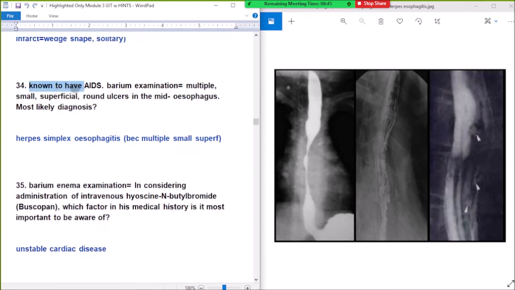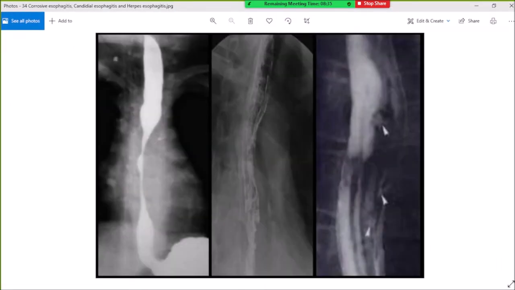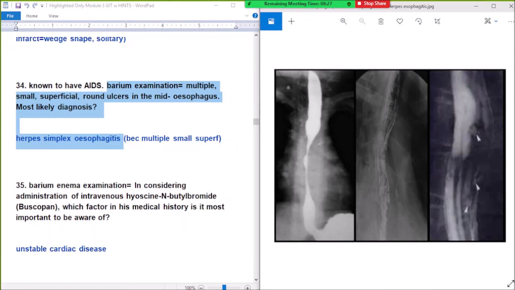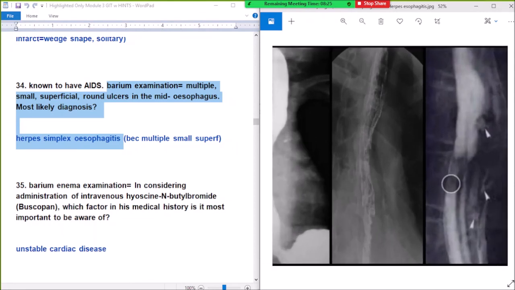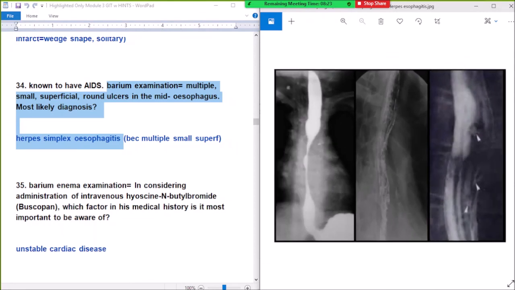Question number 34. Known to have AIDS. Barium swallow examination shows multiple small superficial round ulcers in the mid-esophagus. Most likely diagnosis, herpes simplex esophagitis. The options were corrosive esophagitis, candidal esophagitis, and herpes esophagitis.